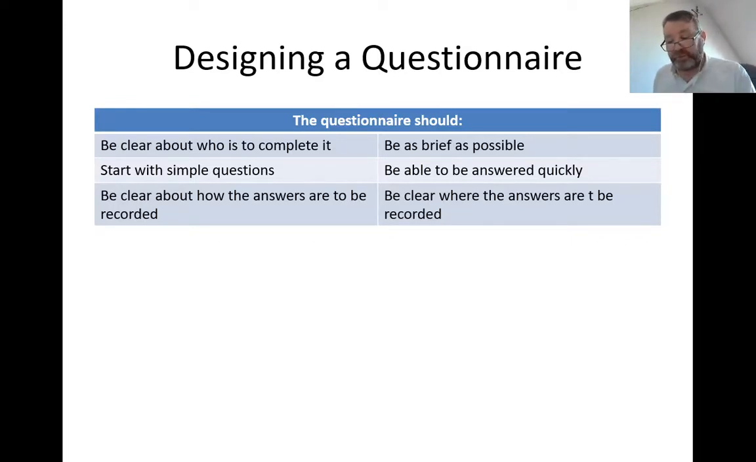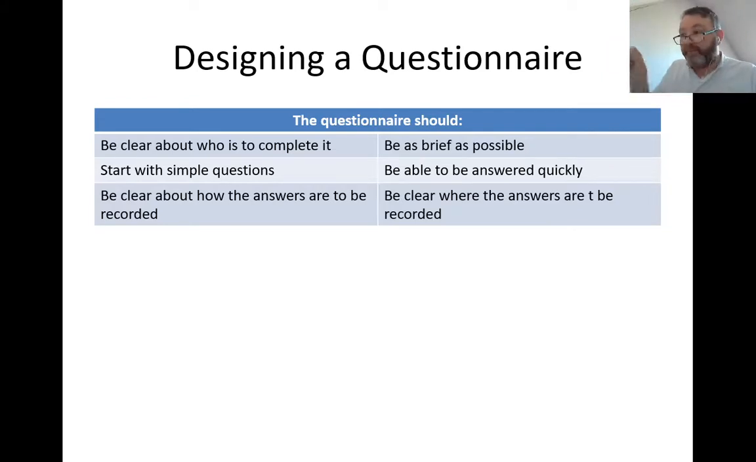Be clear about how the questions are going to be, how the answers are going to be recorded. Be as brief as possible. Nobody likes a huge, big, rambling question. Funny enough, Project Maths has loads of them, but for questionnaires, you keep them as brief as possible. Let the questionnaire be something people can do quickly, because if they can do it quickly, they will answer it. And be clear where the answers are to be recorded.